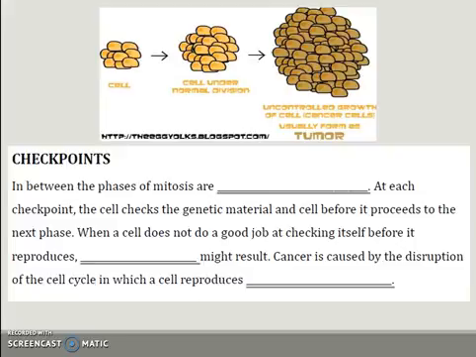So in a cell, there are checkpoints. In between the phases of mitosis are checkpoints. At each checkpoint, the cell checks the genetic material, and the cell sees if it's okay before it proceeds to the next phase. When a cell does not do a good job at checking itself, when it stops following directions, cancer might result. Cancer is caused by the disruption of cell cycle in which cells reproduce too fast. So when you see uncontrolled cell growth, this is cancer and can lead to tumors.